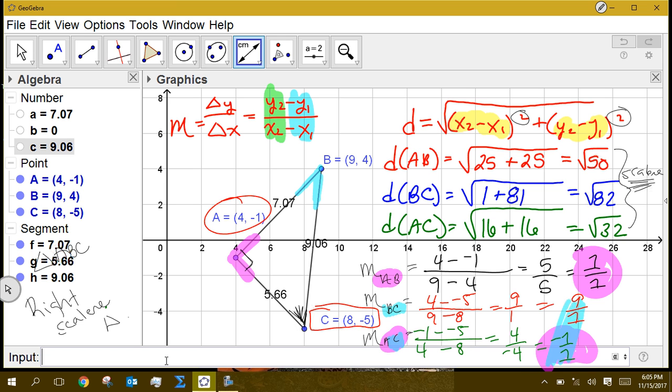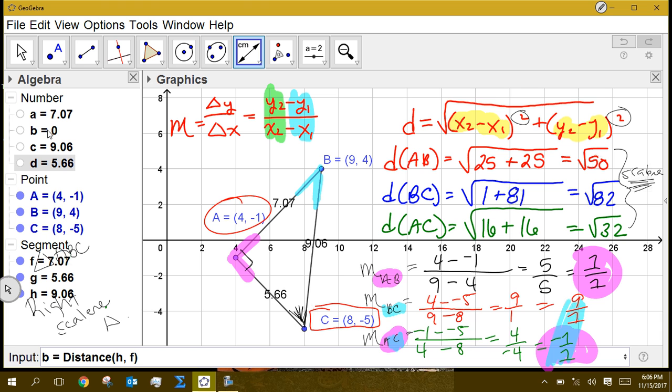And then the last one, same idea. Type in root 32, and that should give me 5.66, and it does. And that's a validation that we are doing things correctly here. So that's nice with the distances.